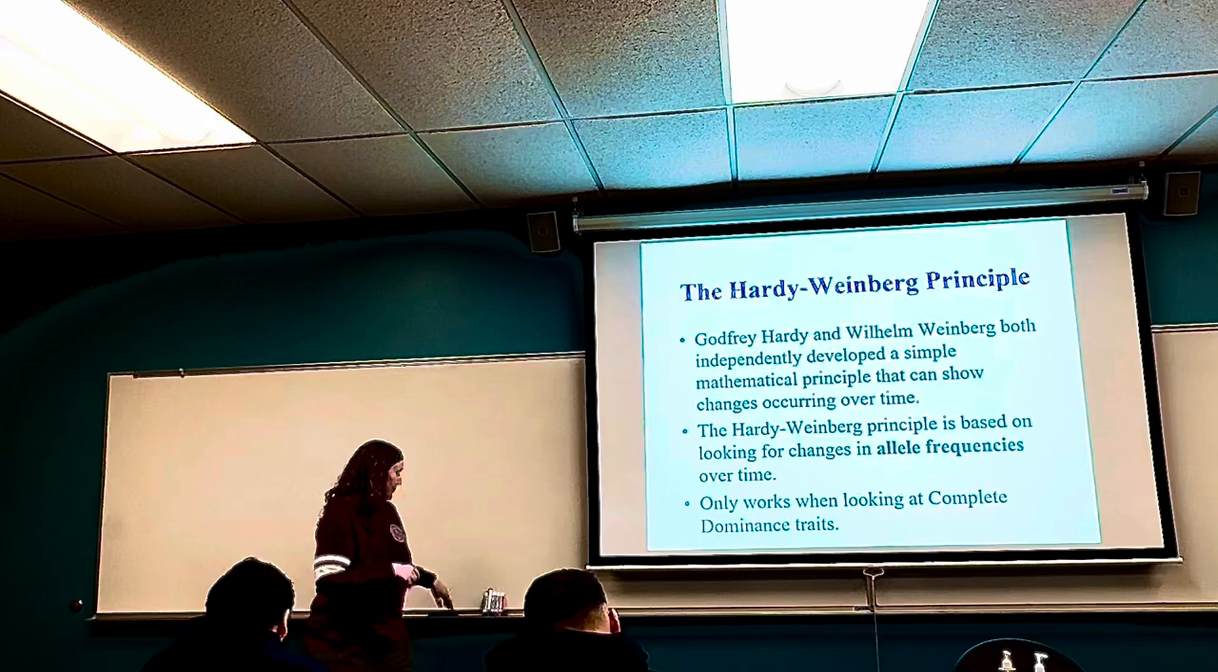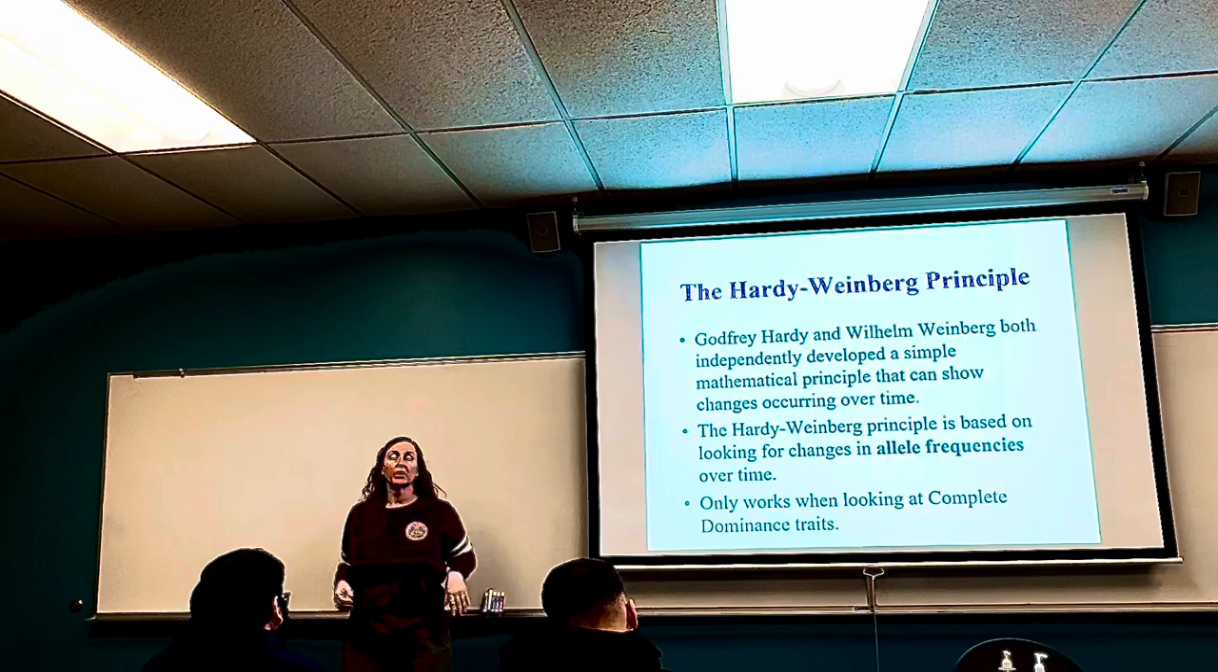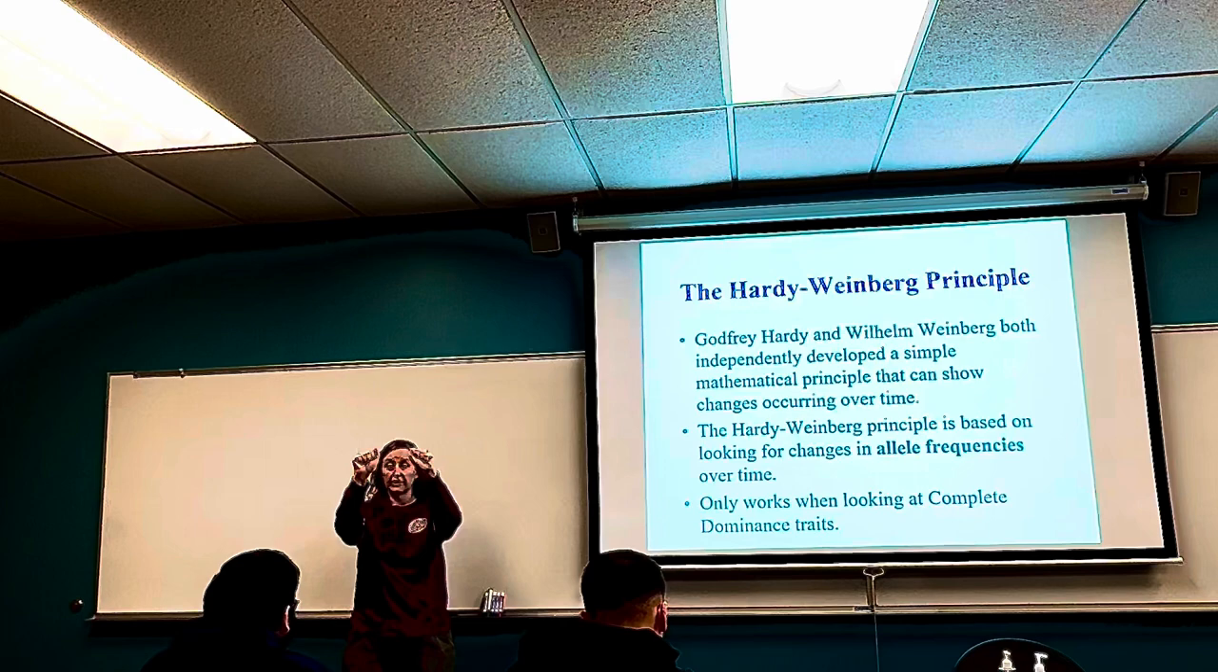So complete dominance, again: the dominant allele masks the presence of the recessive allele. The only way that you see the recessive trait is when you have two recessive alleles. Then you see the recessive trait; otherwise, it's masked.